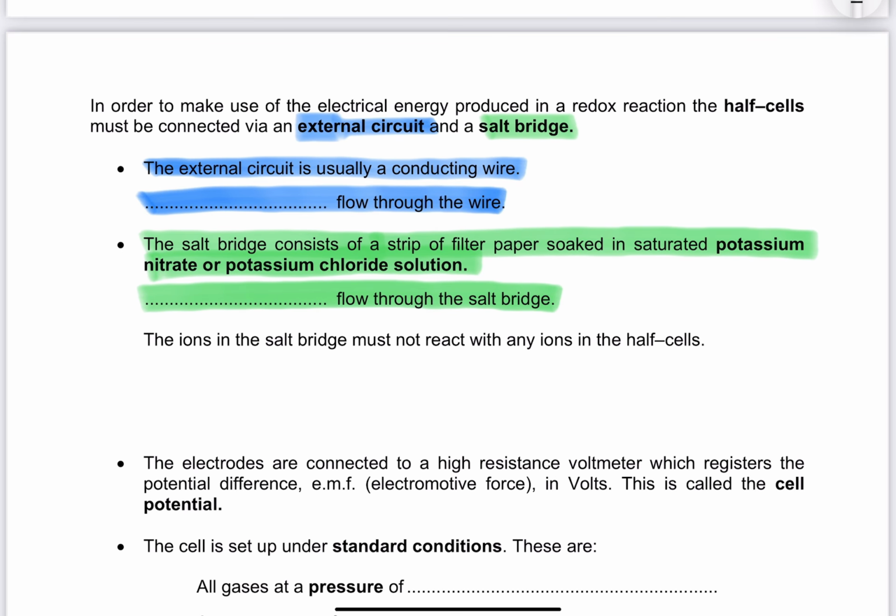So we're going to connect our two beakers with an external circuit, and that is usually just a wire. And because wires are made of metal and metals conduct because they have delocalized electrons, then electrons flow through the wire.